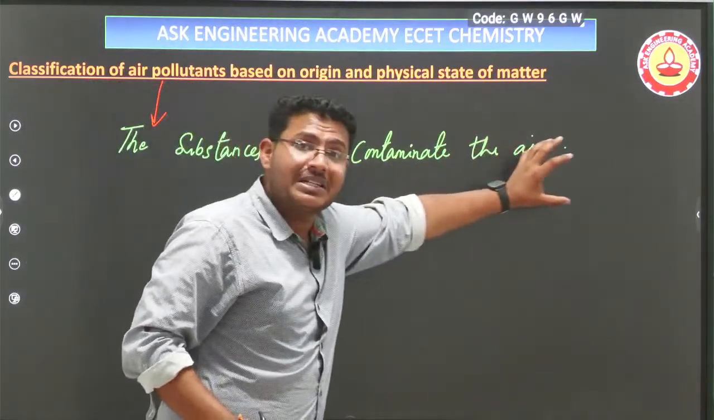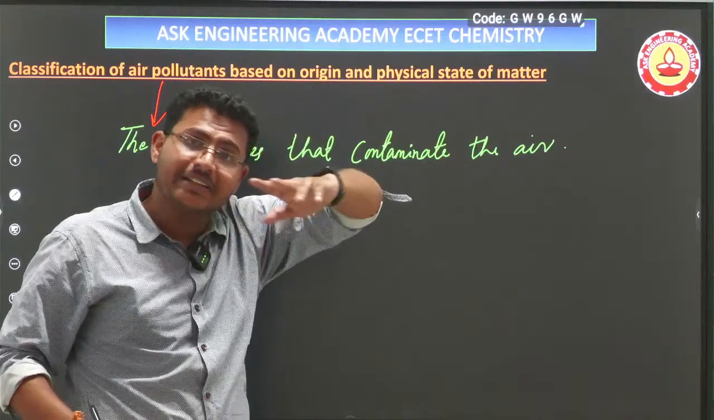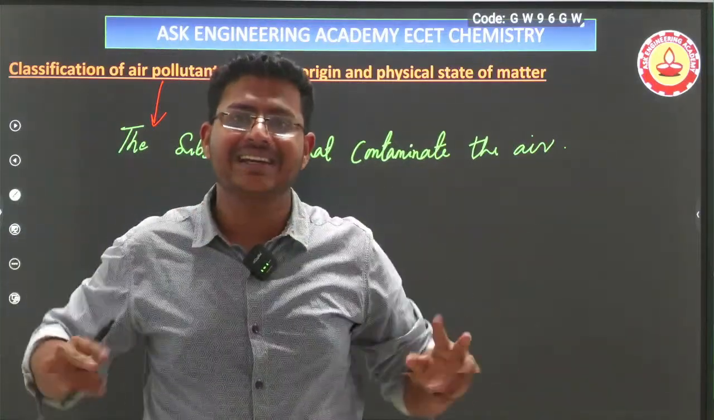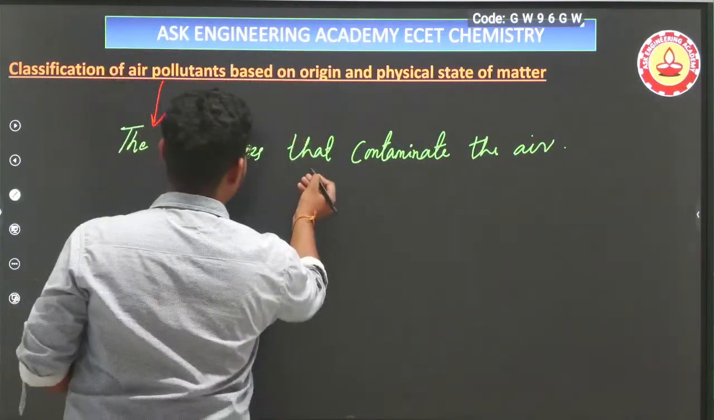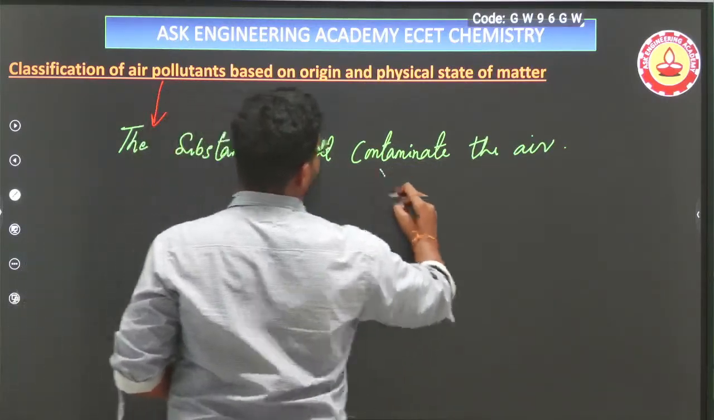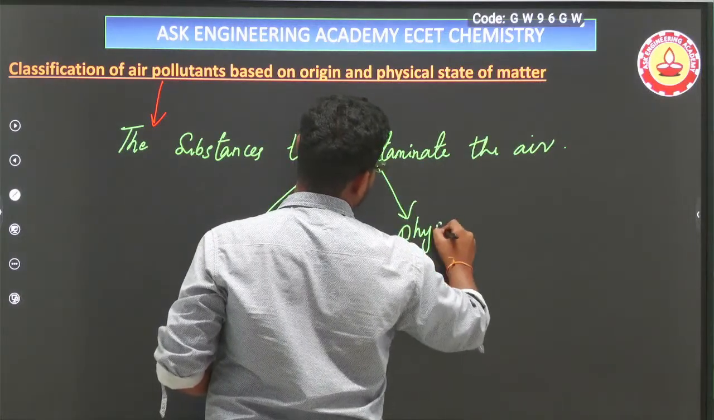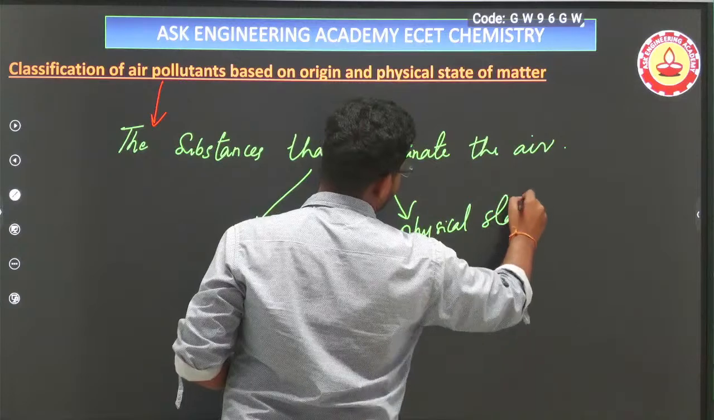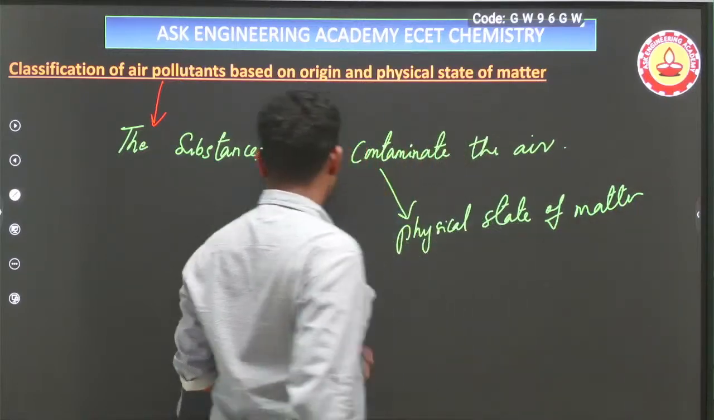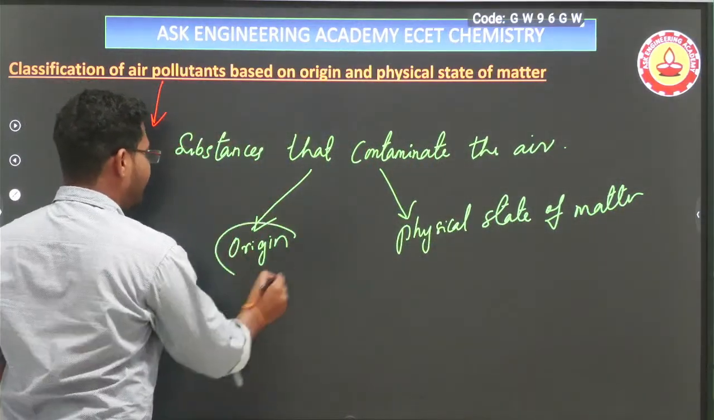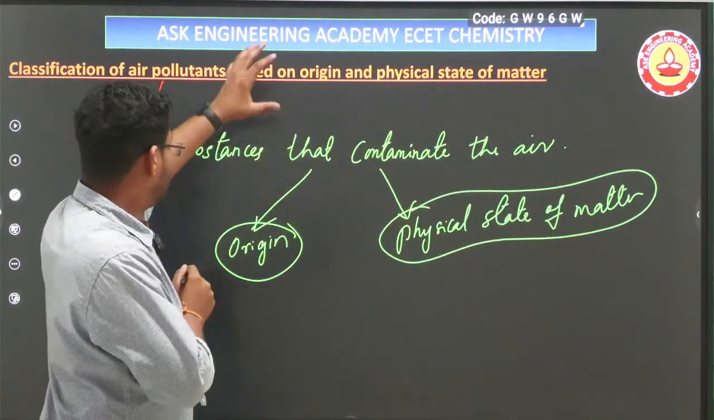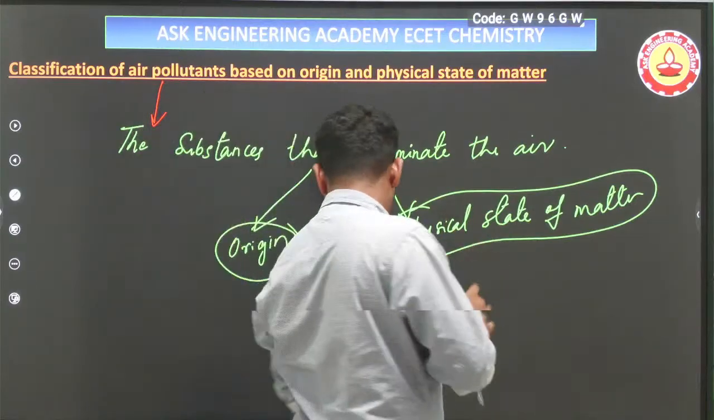These air pollutants can be classified into many types based on two important criteria. One criterion is based on origin and the second one is based on physical state of matter. These are the two things we must remember: origin and physical state of matter. How the air pollutants are classified into many types depending upon origin and physical state of matter.